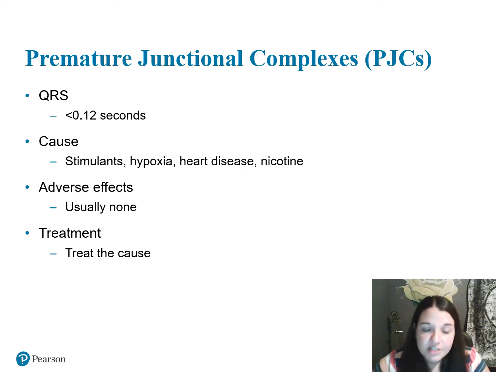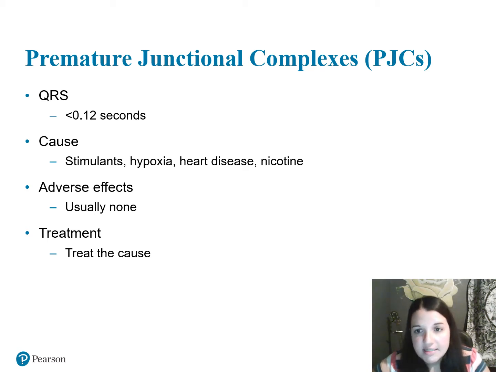If it comes after the QRS, you cannot measure your PR interval if you were thinking that. Your PJC QRS is going to be less than 0.12 seconds, which again, when we compare that to sinus rhythm, is considered normal.